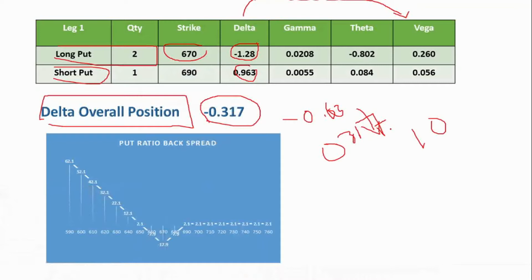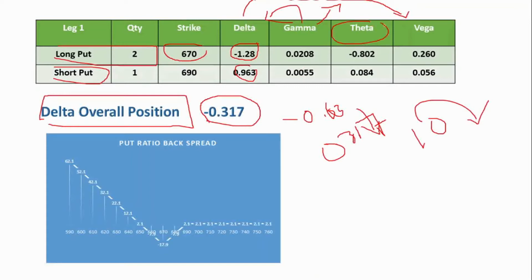So we know when the premium increases on a long put, we will make some money. So the overall delta position would be minus 0.317. Gamma captures the rate of change of delta itself. When the underlying moves 10 rupees, delta captures how much the premium will increase, but gamma captures how much delta will increase. So this is gamma.